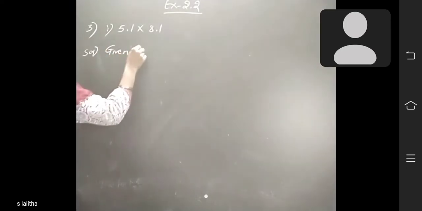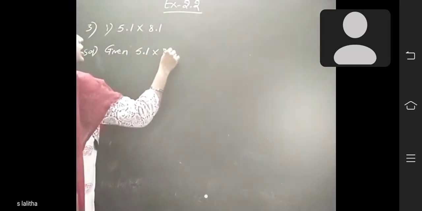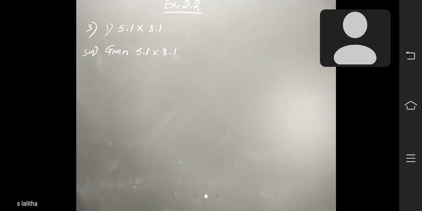First one is 5.1 into 8.1. So both numbers are decimal numbers only. Given 5.1 into 8.1, both are decimal numbers only. First, what should you do? You should remove the decimal point.